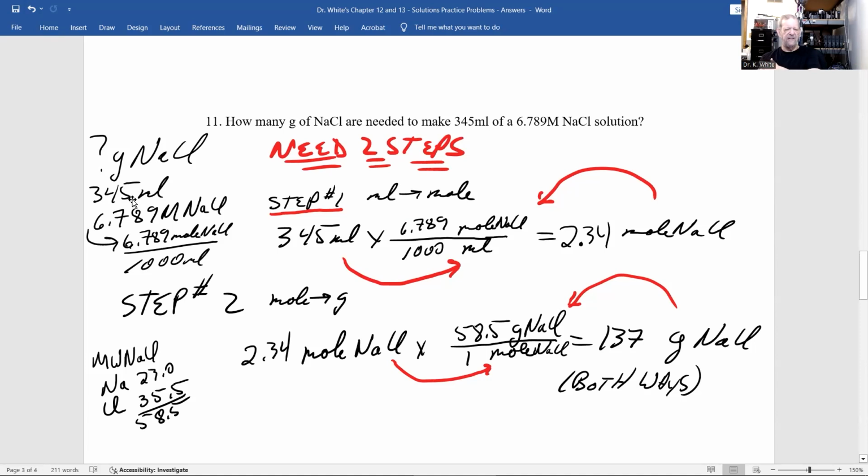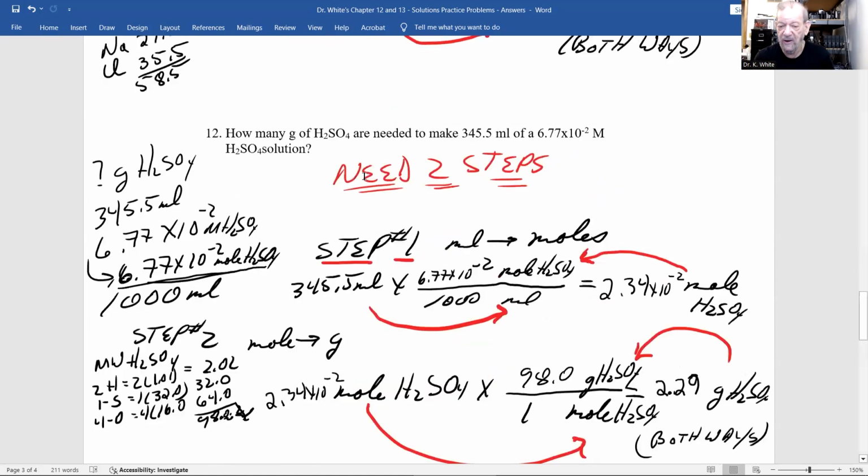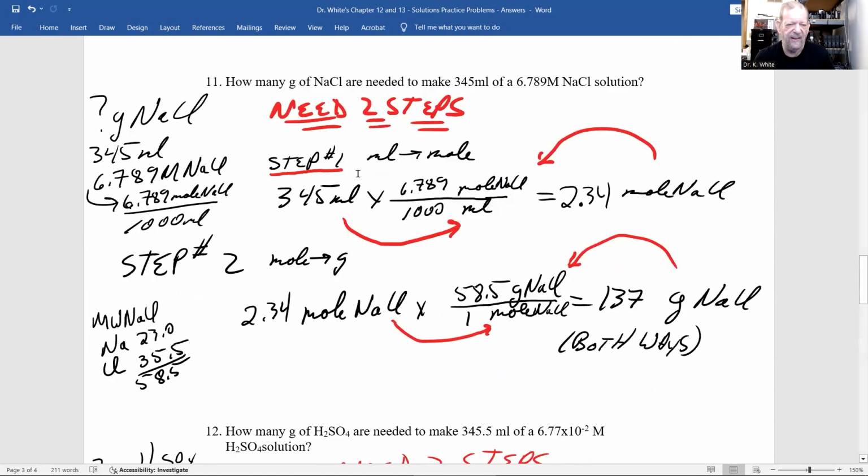We're given milliliters and we're given the molarity. There's no way in one step I can convert milliliters to grams. So what do we do? Well, we look at important information.